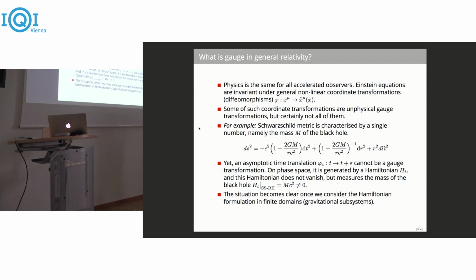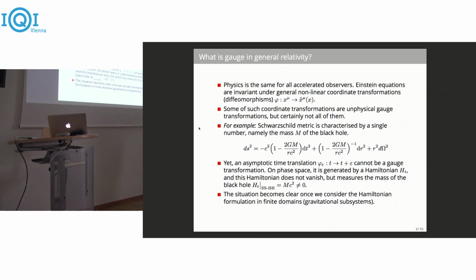However, the question now appears: is any such coordinate transformation also a gauge symmetry in the Hamiltonian sense? Consider, for instance, the Schwarzschild metric to make things concrete. So here you have the line element of a black hole space-time with vanishing angular momentum. t is the time coordinate, r and omega are the radial and angular coordinates. Consider now the following change of coordinates. You simply shift the time coordinate forward. Is this a gauge transformation?